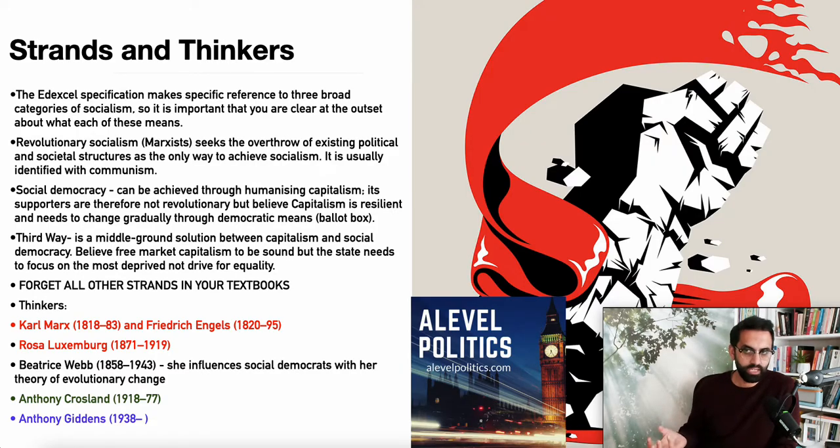So the way to change capitalism is to change it gradually, through democratic means, through the ballot box, through voting, right? And if you bring in social democratic parties like the Labour Party in the UK, you'll be able to introduce the welfare state and introduce aspects of nationalisation. And by doing that, you're going to make capitalism kinder. You're going to humanize it. So social democrats believe in humanizing capitalism.